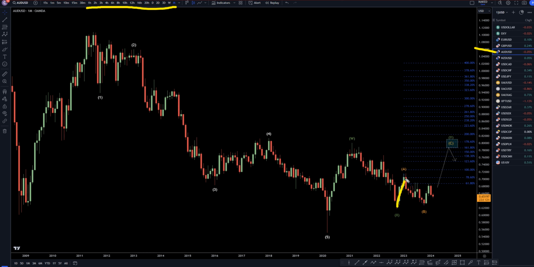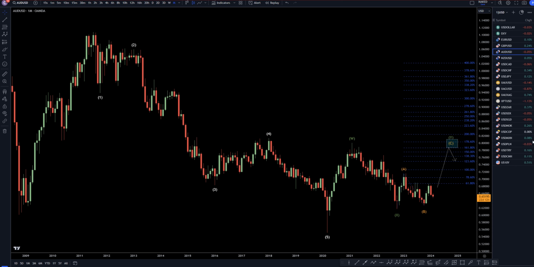So I still believe this is an ABC correction right here, which is actually part of an ABC of Y. Just like this is three waves up for the W, three waves down for the X, and three waves up for the wave Y. I think it's going to go all the way up to one of these higher Fibonacci extension levels, most likely take out these highs. It looks something like that before we really do get that bigger push to the downside.